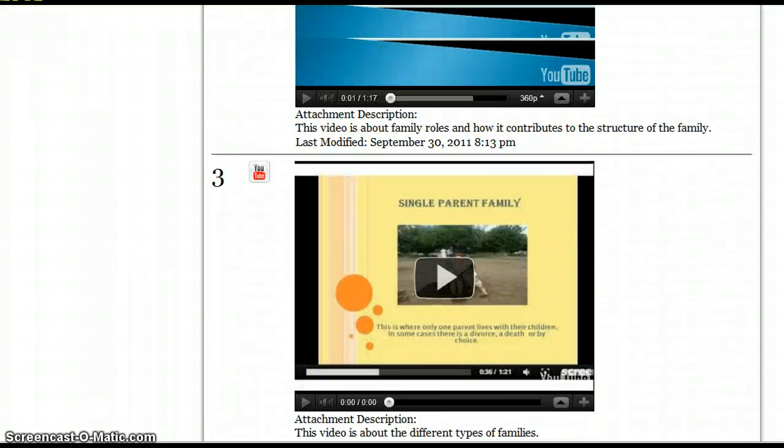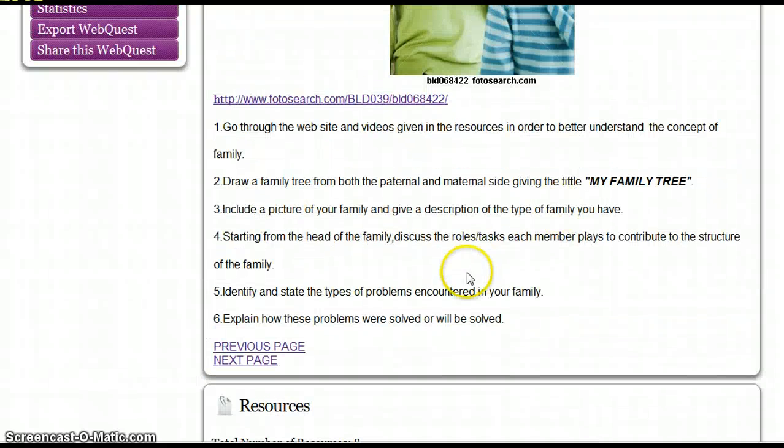Then moving back on to the process page, the next step they have to take is to draw a family tree from both the paternal and maternal side, giving the title My Family Tree. They can also include a picture of their family and give a description of the type of family they have. Then starting from the head of the family, students have to discuss the roles and tasks each member plays to contribute to the structure of the family. They have to identify and state the types of problems encountered in their family, and then explain how these problems were solved or will be solved.